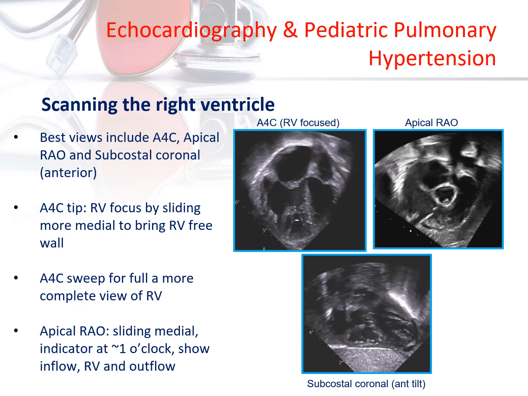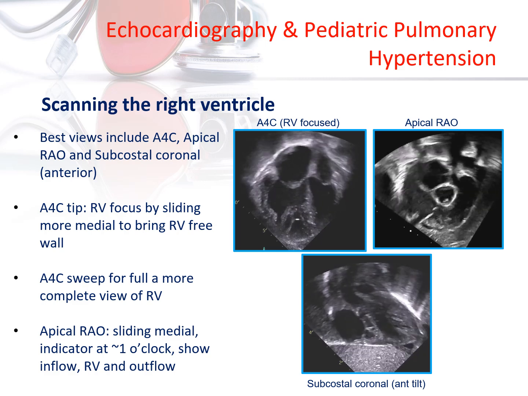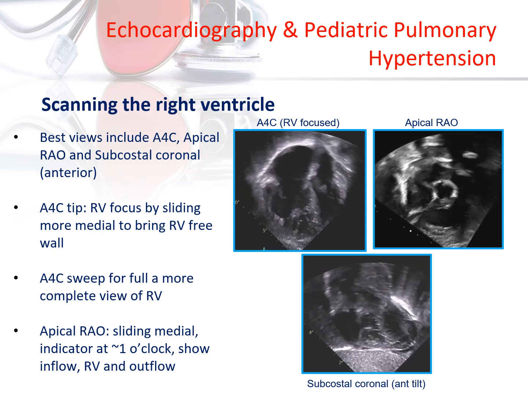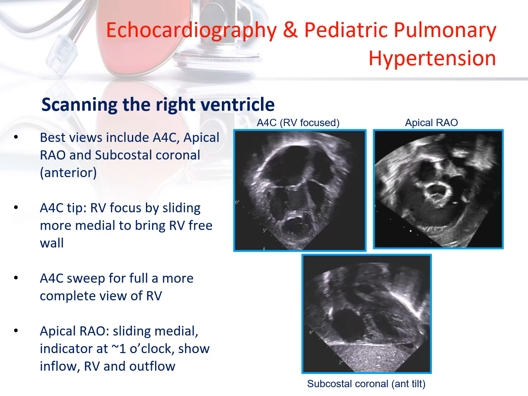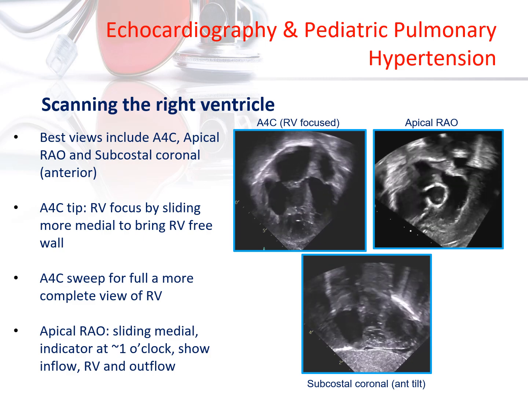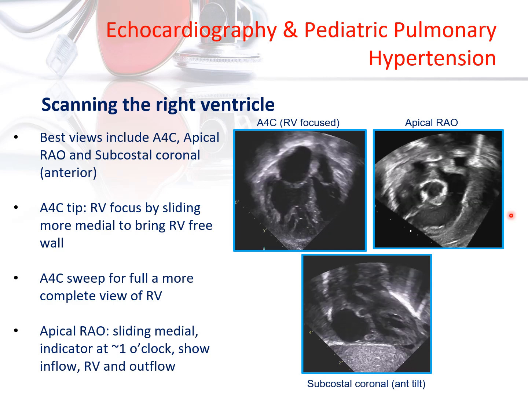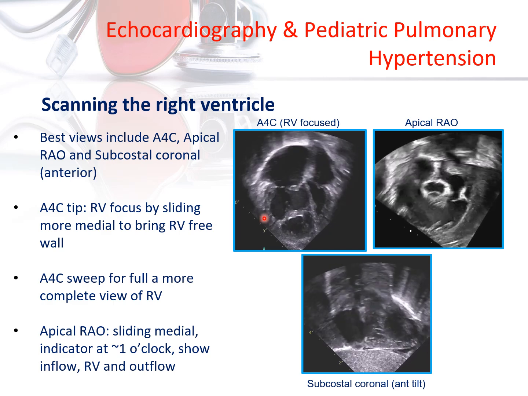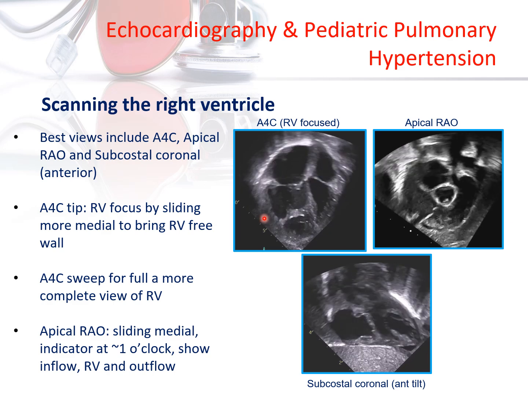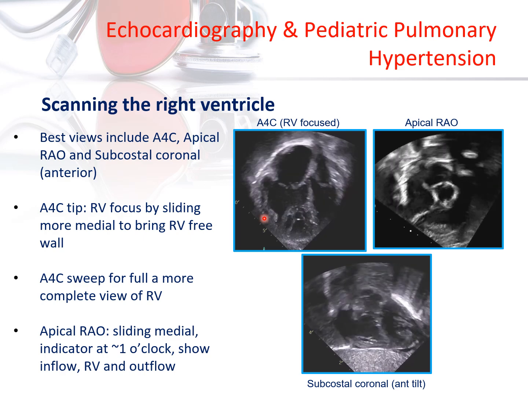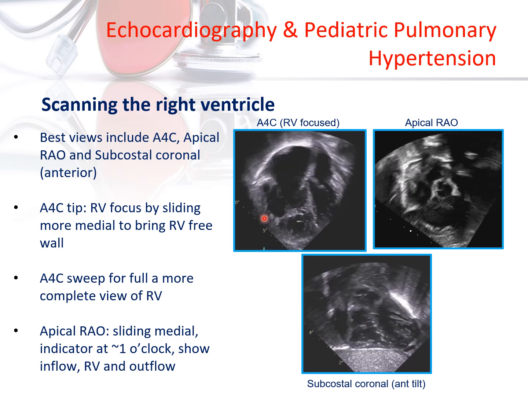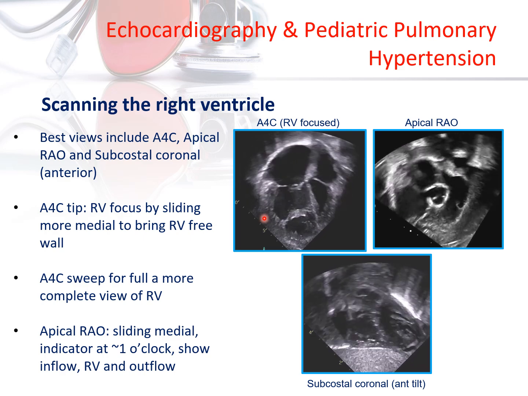Okay, scanning the right ventricle. Best views include apical 4 chamber, apical RAO, and subcostal coronal with an anterior tilt. A little tip on apical 4. If you want to get an RV focus, slide a bit more medial so that you can bring in the RV free wall right here. It's helpful to do a full apical 4 chamber sweep to get a more complete view of the RV. And of course, you can always go to apical RAO, which we previously discussed.